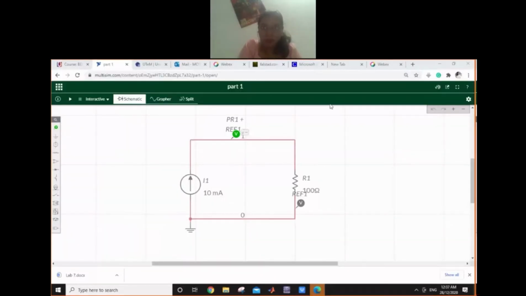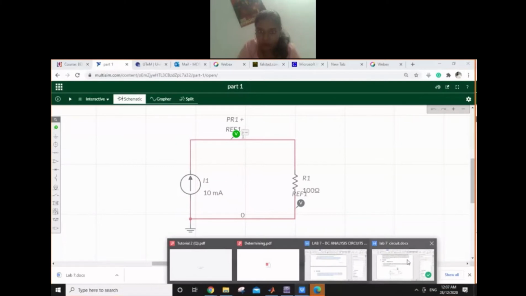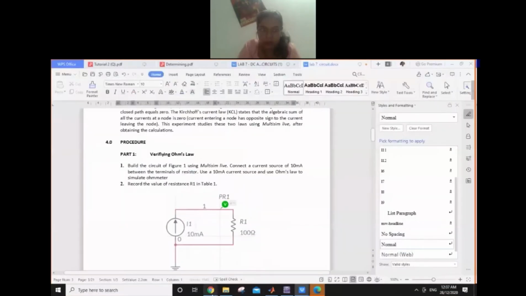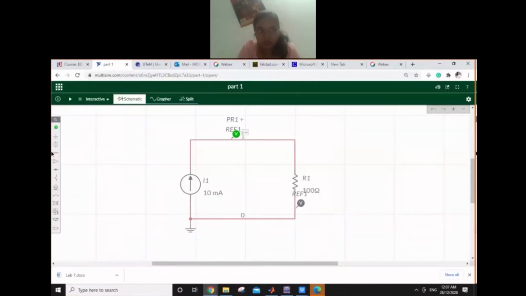So this is our part one circuit, where we have to set up the exact circuit that the lab sheet shows, exactly the same one. Once we are done with that, you can click the components from this side on your left hand side, and then you can set your ohms and also the voltage, ammeter, everything. This is the probe, and the red color is the current.